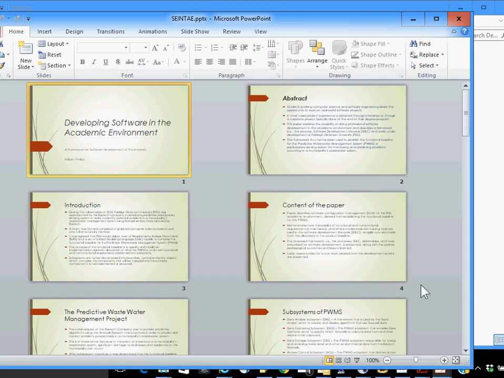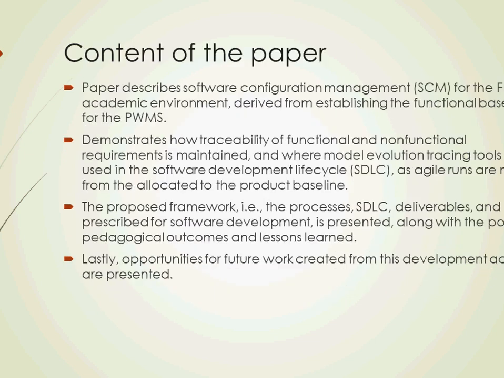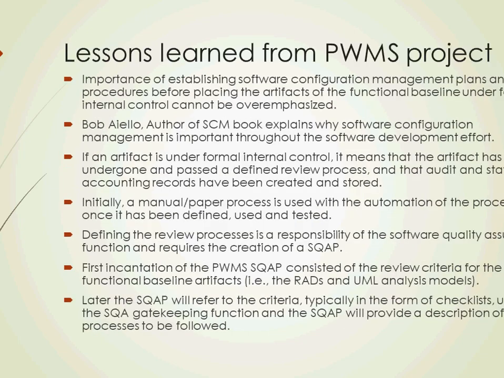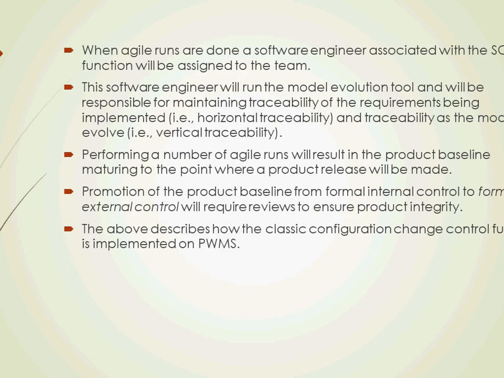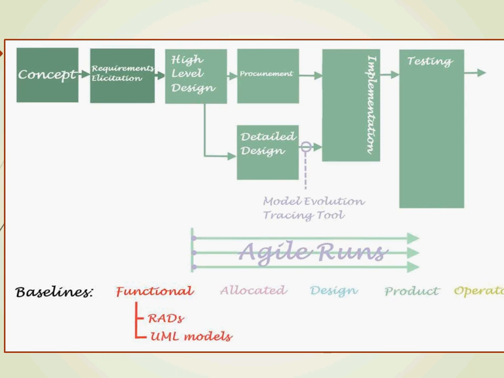So this is a description of what we did for our predictive wastewater management system. I'll show you our life cycle. This is the life cycle that we use here on the projects that we develop. We start with the conceptual phase, we elicit requirements, and we create a functional baseline consisting of a number of requirements analysis documents and associated UML models.